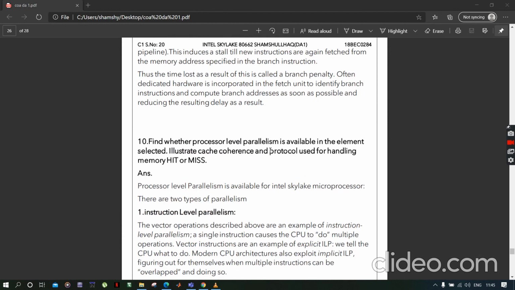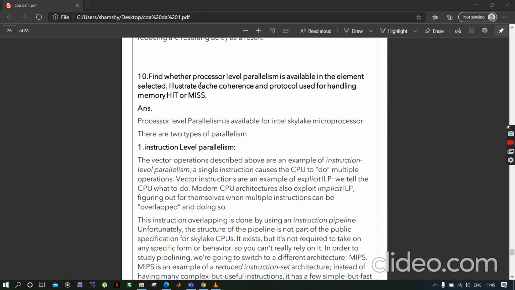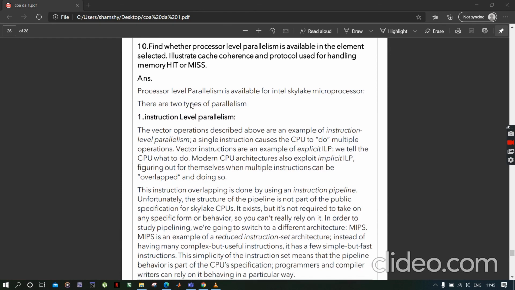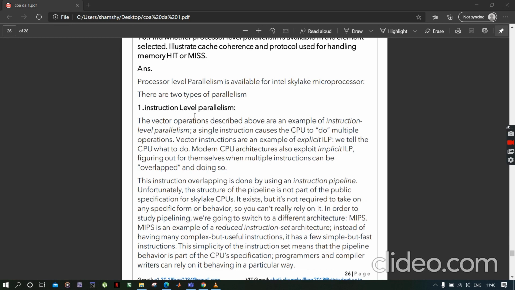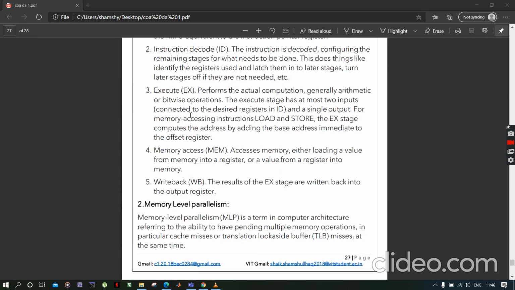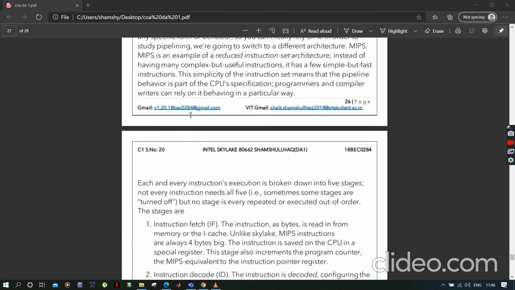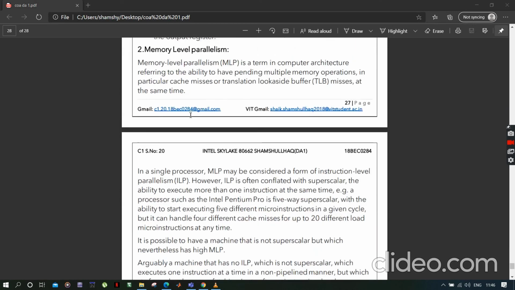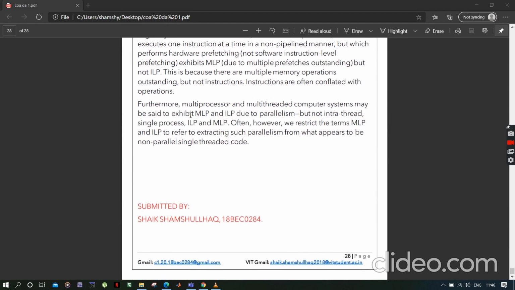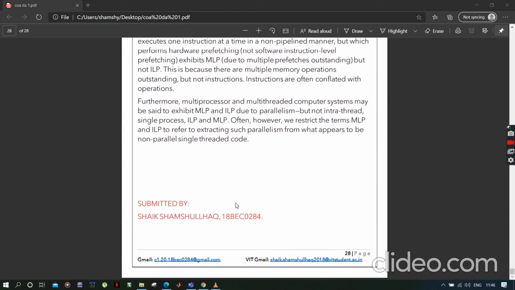Now we are moving on to the next question. This became so lengthy. Find whether processor-level parallelism is available in the element selected. Illustrate cache coherence and the protocol list for handling memory requirements. I guess there are two types of parallelism here. The first one is instruction level parallelism, and the other one is memory level parallelism. And here are the detailed descriptions of both parallelisms. Let's have a look. That's it. Again, thank you.